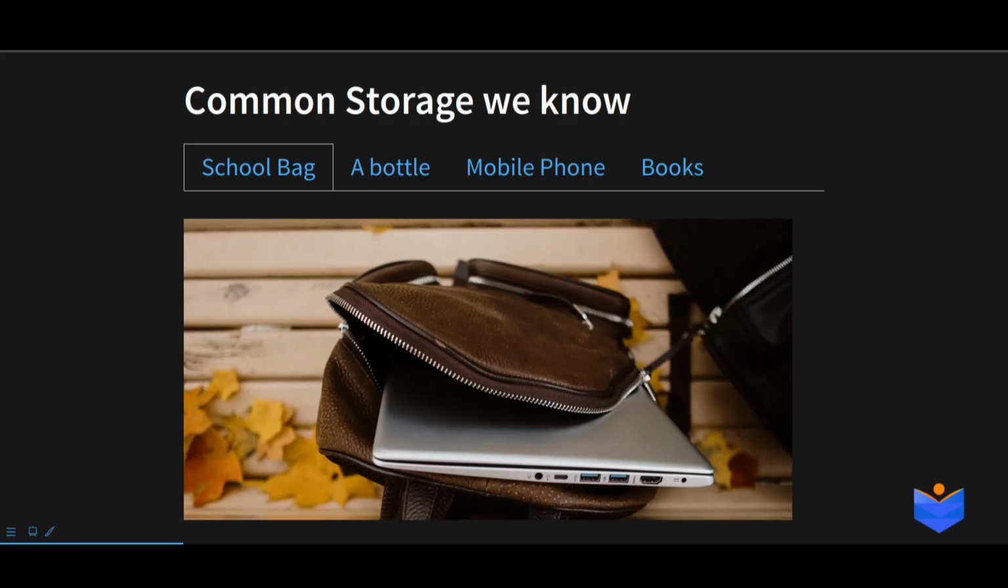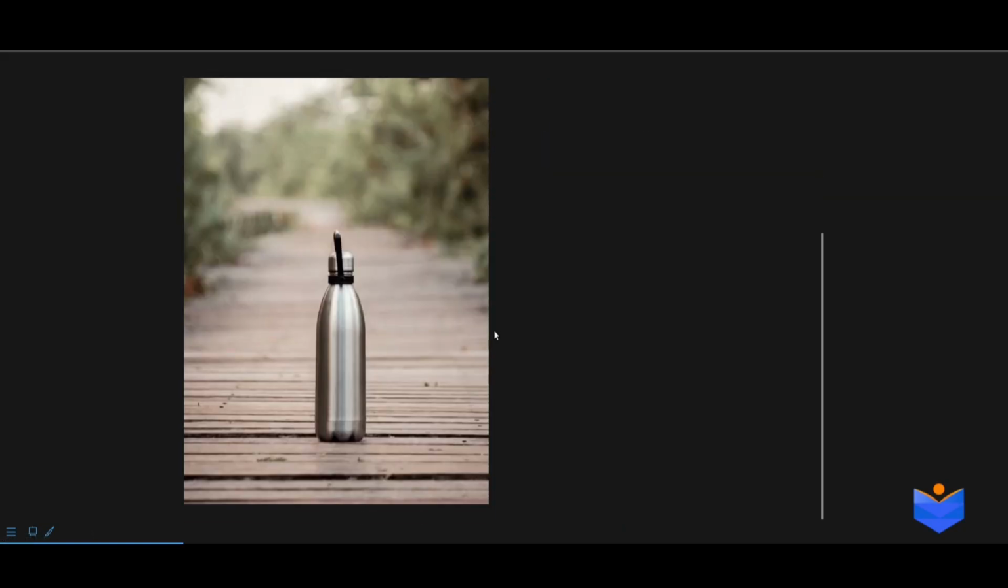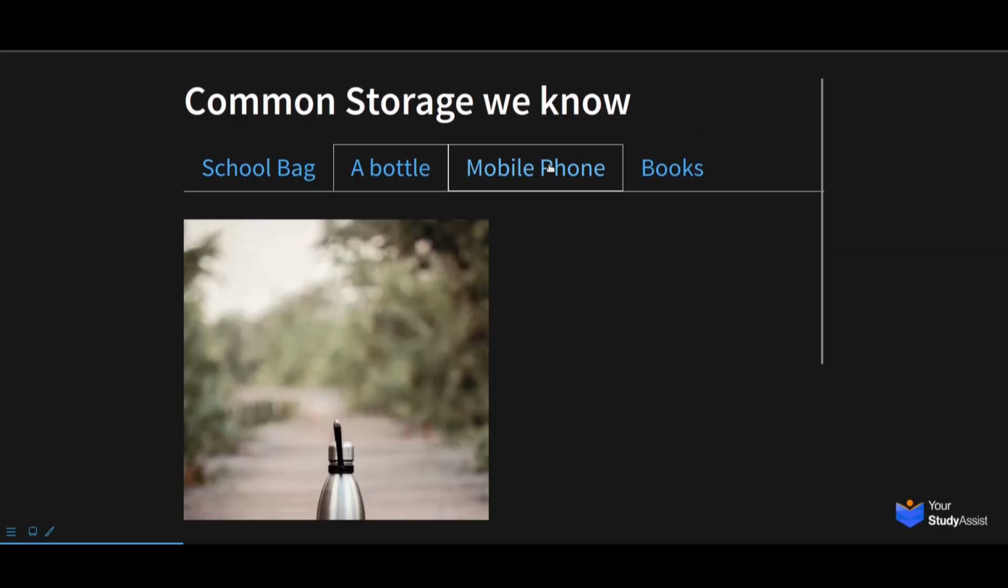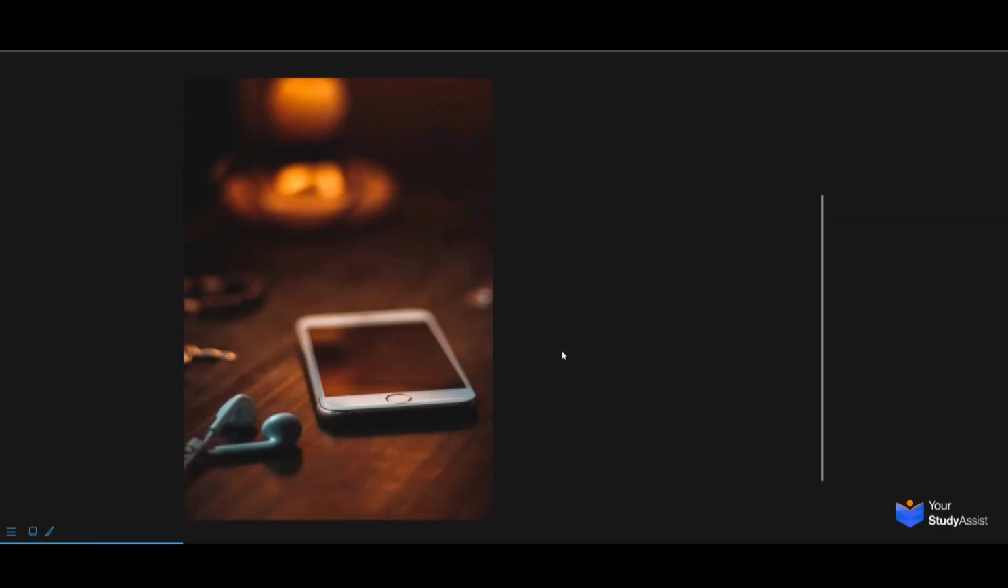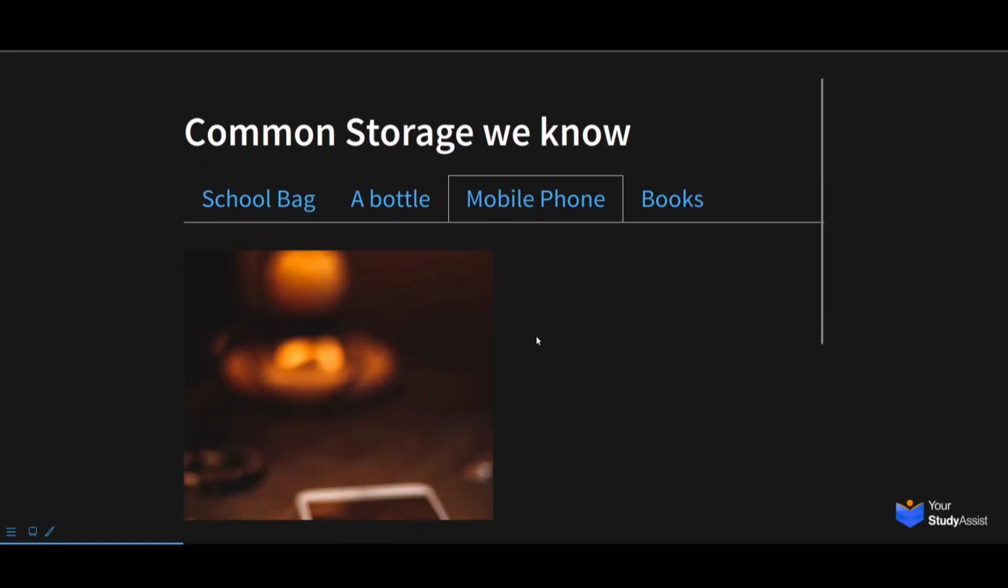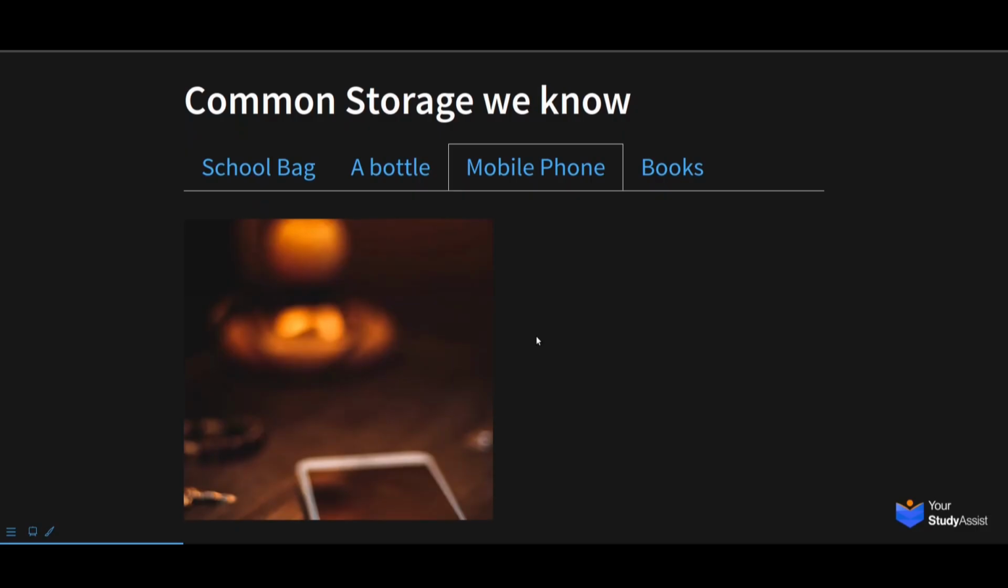We can liken data structures to some of the objects we are used to. An example is our school bag, where we can store our stationery, our laptop, and also books. Another example is a bottle, and a bottle ideally should only contain liquid. That's also a data structure, storing liquid. We have our mobile phones, which are a storage for all forms of digital assets, digital data and information which we have. There's also another one which is not here, the cloud. It's also another form of storage.